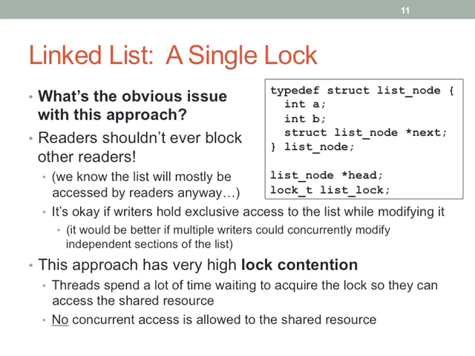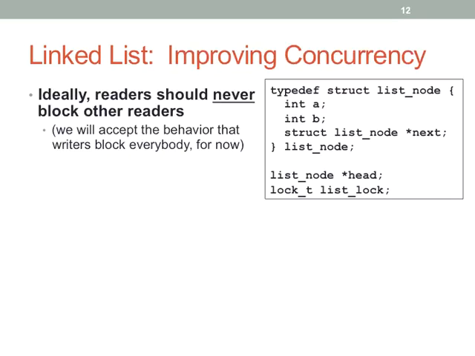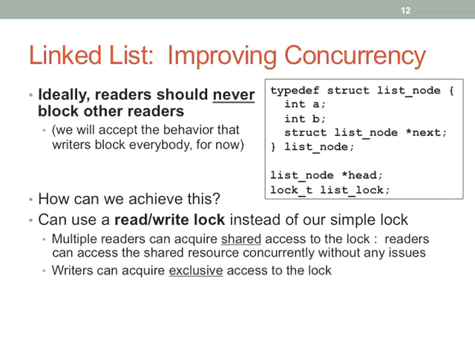And so if we have high lock contention, we're sad. And if we have low lock contention, we're super happy. We're getting a lot of useful work done. Okay. So readers should never block other readers. So how can we achieve this? And I already mentioned that you could use a read-write lock for this kind of thing.